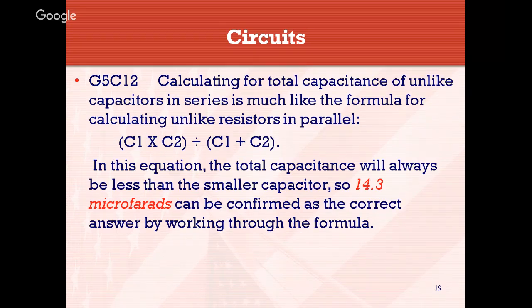Calculating the total capacitance of unlike capacitors in series is much like the formula for calculating unlike resistors in parallel. Again, you have C1 times C2 divided by C1 plus C2. So in this equation, the total capacitance will always be less, like in the resistor, it'll be less than the smaller capacitor. So 14.3 microfarads can be confirmed as the correct answer by working through the formula shown here.